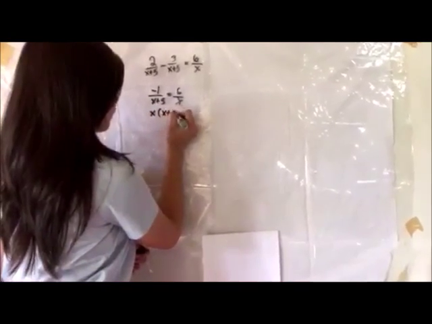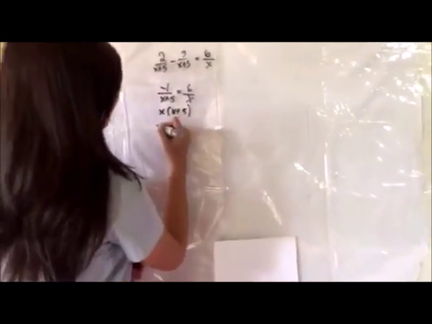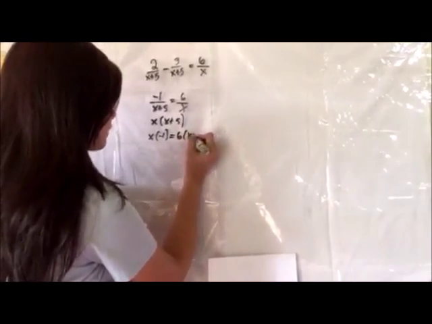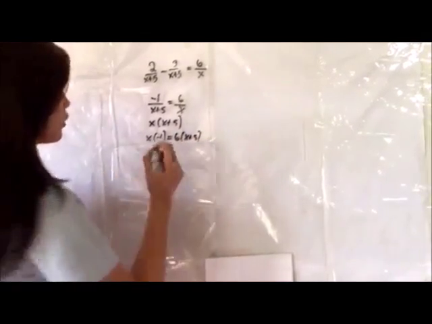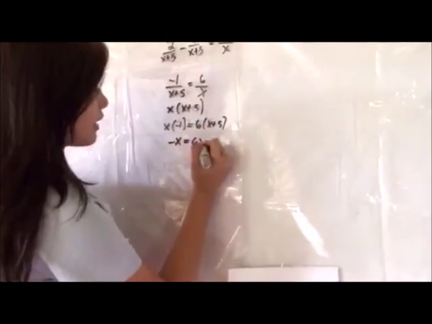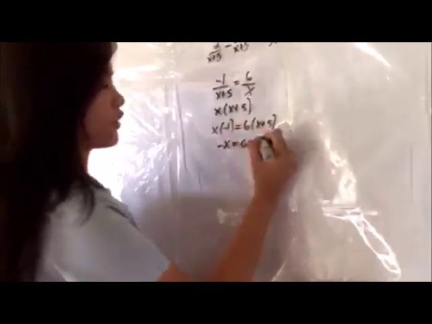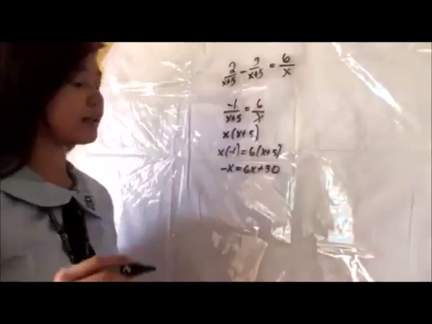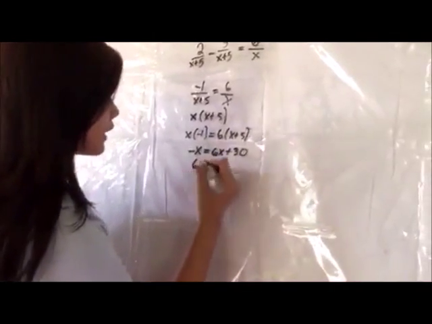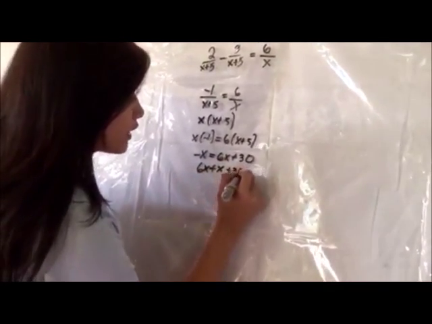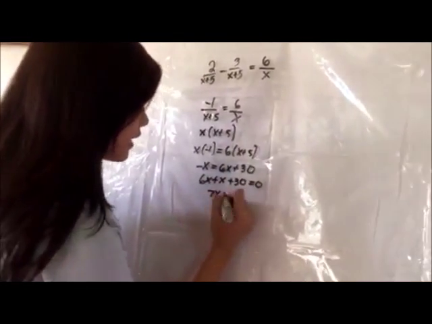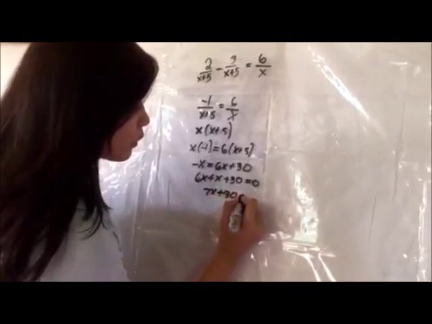x times x plus 5. After that, it will become x times negative 1 is equal to 6 times x plus 5. And then distribute. x times negative 1 is negative x equals 6 times x, 6x, plus 6 times 5, which is 30. We will combine the like terms with the variables beside them and then isolate. So 6x plus x plus 30 is equal to 0. And then add 6 plus x, 7x plus 30 equals 0.